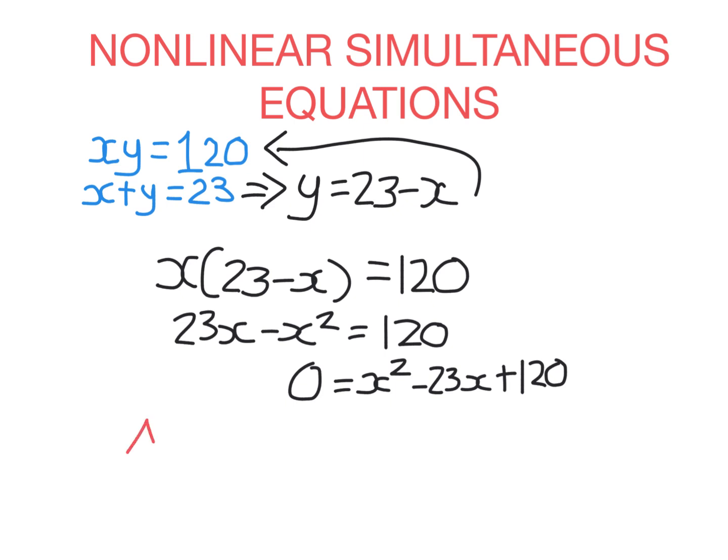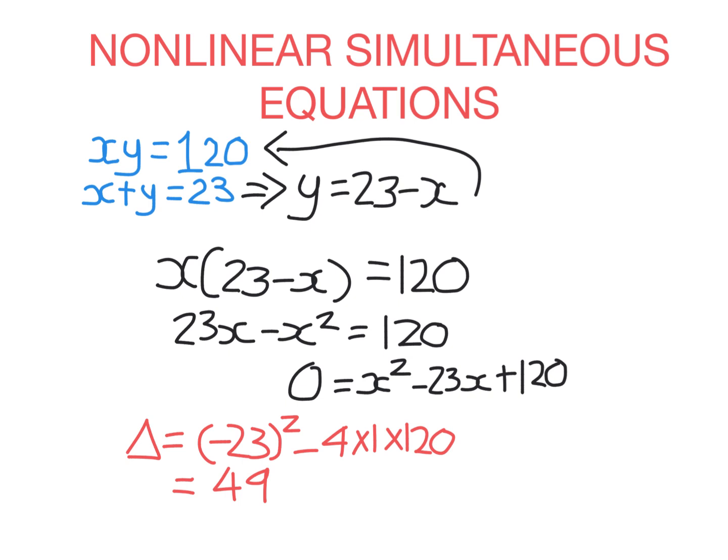So when using the quadratic formula, we'll first calculate the discriminant. So it's b squared, which is 529, minus 4 times a times c. So that gives us 49. So using the quadratic formula, we have x equals minus b plus or minus the square root of the discriminant. Now, of course, the square root of 49 is 7, over 2 times a, which is 2 times 1. So in there we get 15 and 8. Both of these are possible solutions.